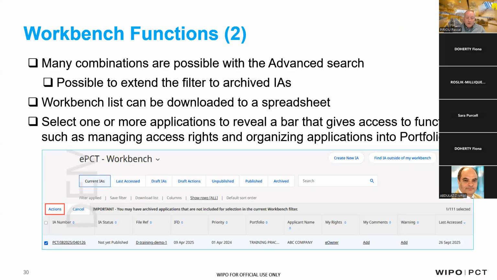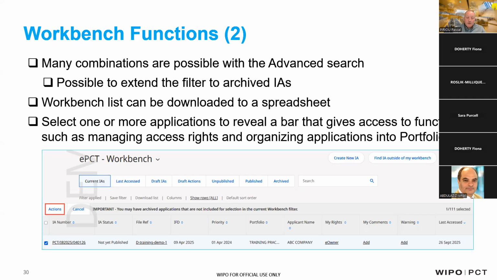So it's also possible to combine different criteria when you do an advanced search. So for example, if you would like to see all your applications filed with RO/GB, where the ISA is EP and the applicant's name starts with ABC, then you can sort all the applications. You can also download your worksheet as an Excel table.